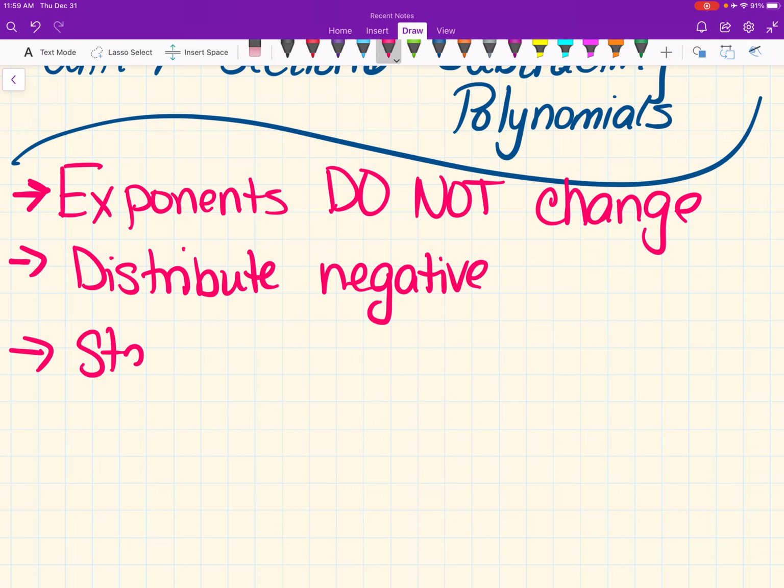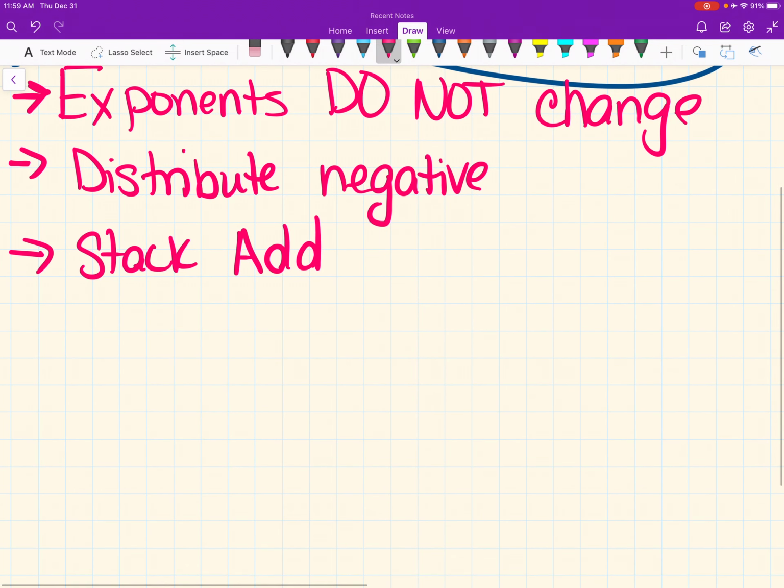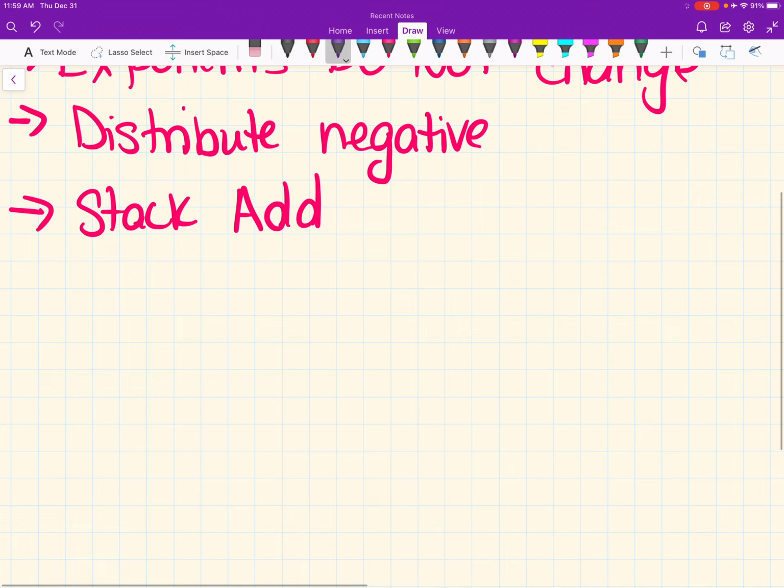And then we're just going to do what we did on the last lesson, and we're going to stack and add just like before. Okay? Now, here we go. I'm only going to do 2 examples here because there's really only one extra step. If you need more examples, we can do them in class. We will do them in class.